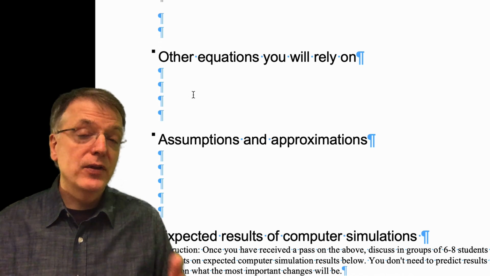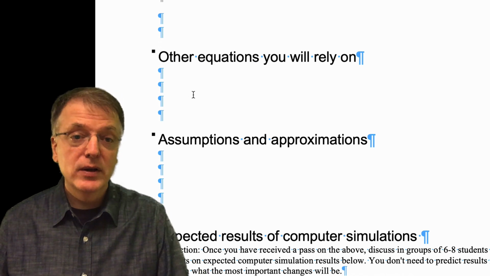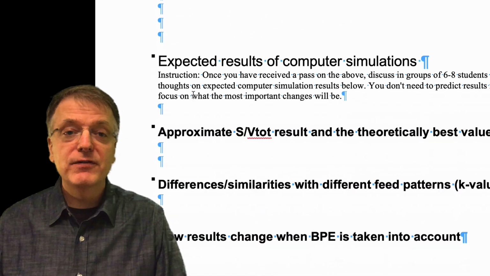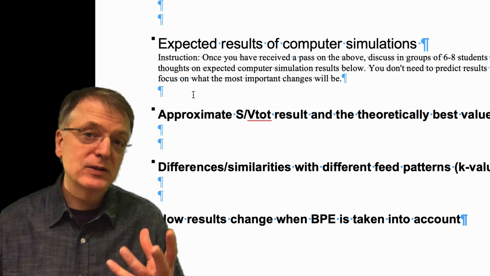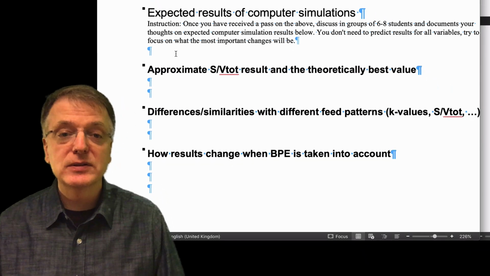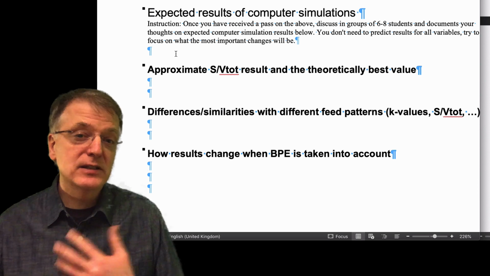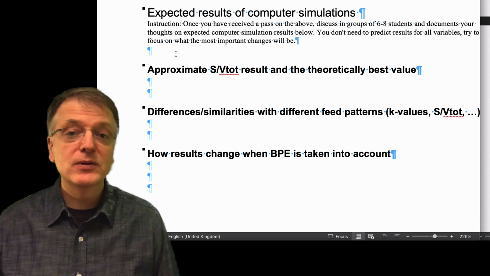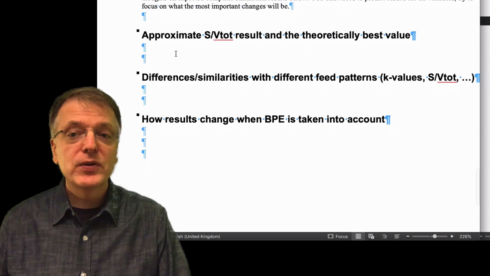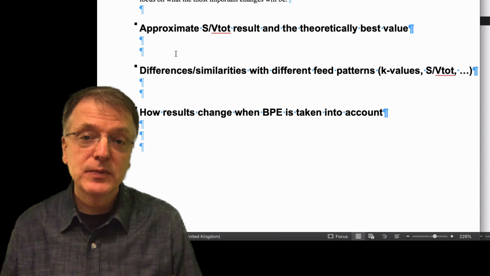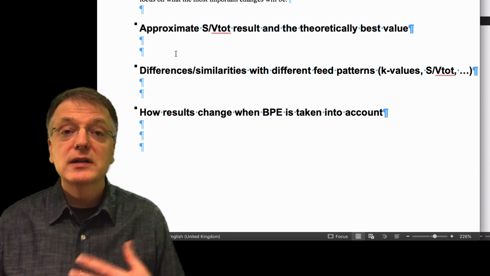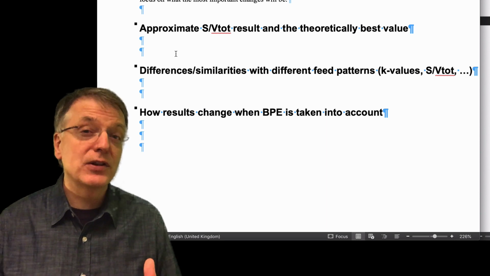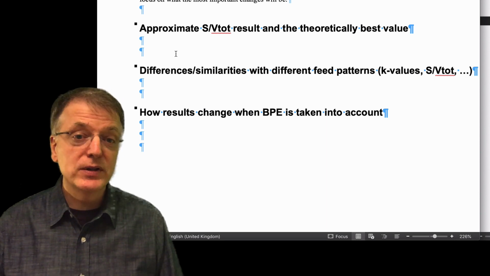Then also write down other equations you will rely on, your assumptions and approximations, and then finally what you expect to get when you run your computer simulations. So what S divided by V tot will you expect, and what is the theoretically best value for that ratio? What are the differences or similarities between different feed patterns when it comes to K values, so apparent heat transfer coefficients, and S divided by V tot, and any other thing that you think will be important?